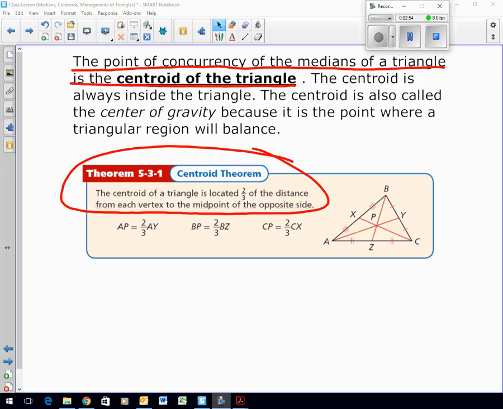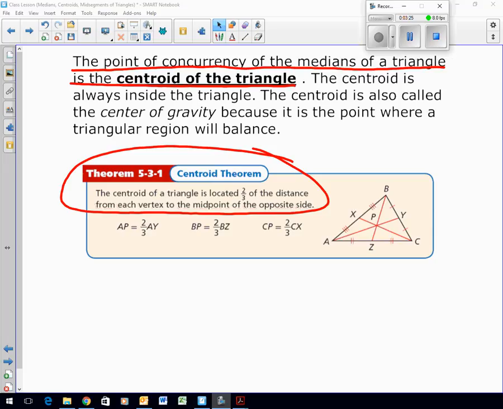I just have this going on three different ways, so don't freak out about that. Let's talk about Y to A. The distance from A to P is 2/3 the total distance from A to Y. So if A to Y was 3, A to P would be 2, and P to Y would be 1. 2/3 the total distance. Okay?